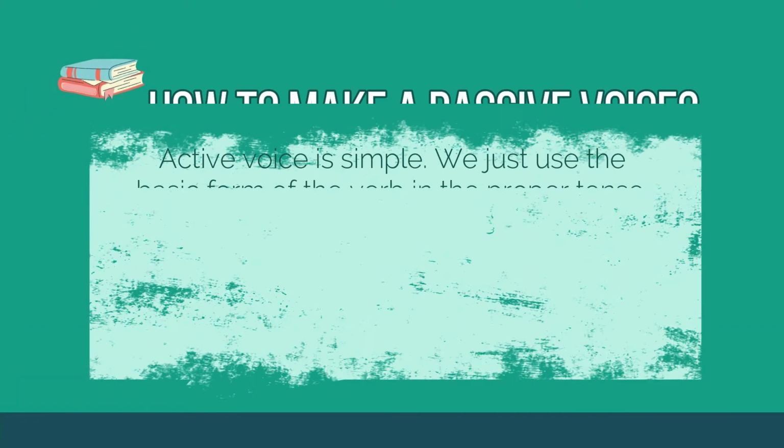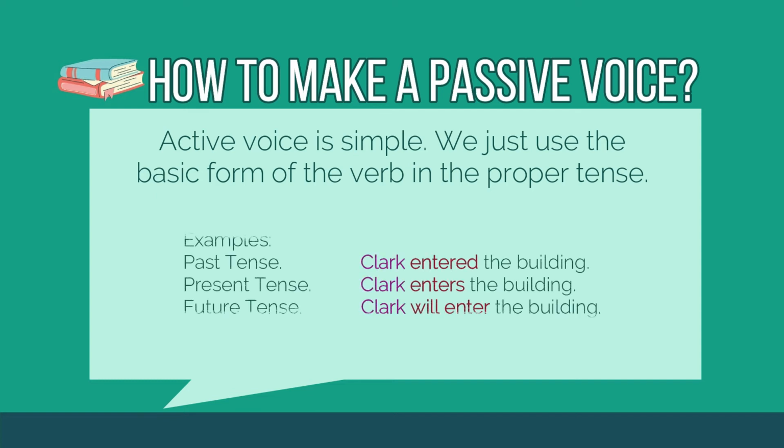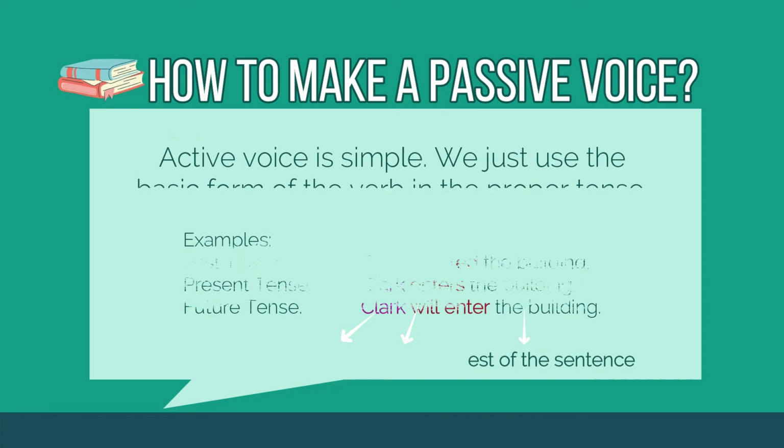How to make a passive voice. Active voice is simple. We just use the basic form of the verb in the proper tense. Examples: past tense. Clark entered the building. Present tense. Clark enters the building. Future tense. Clark will enter the building.